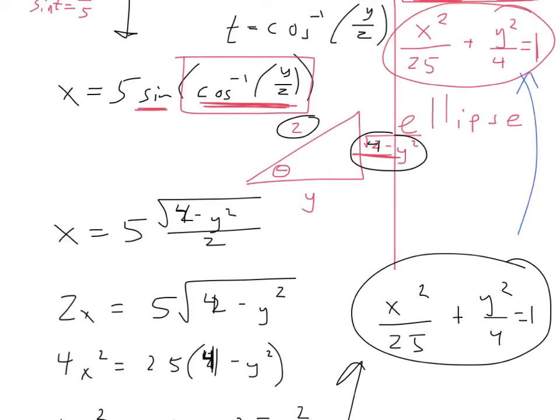The difference is how much time it took us to get there and how elegant the solution was. The one that we did earlier using the sine squared plus cosine squared equals 1 trick was a lot simpler, a lot more elegant of a solution, and that's what we're going for in math.